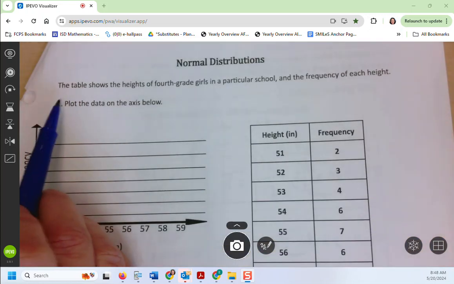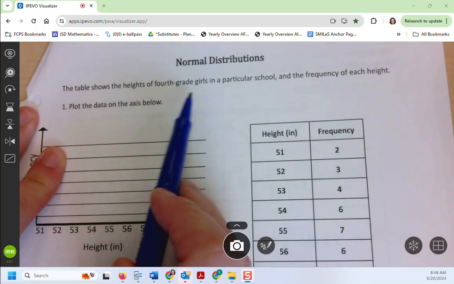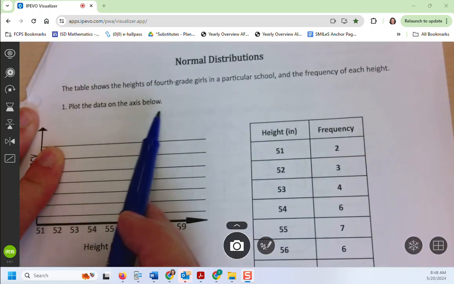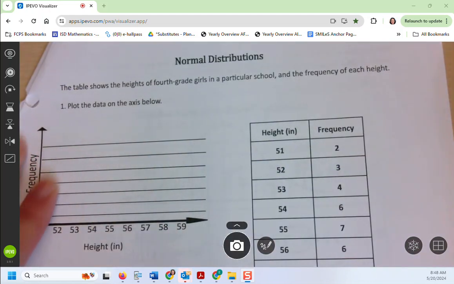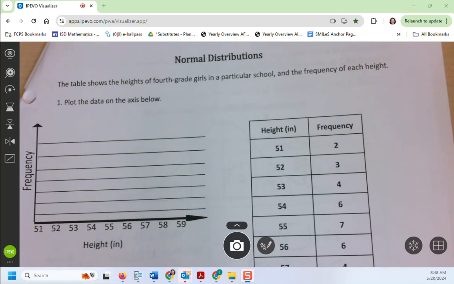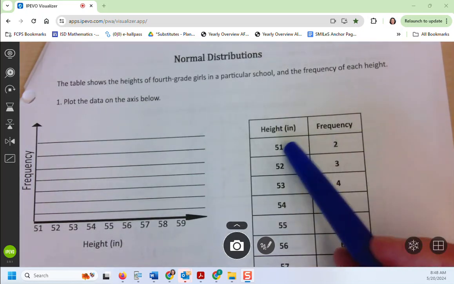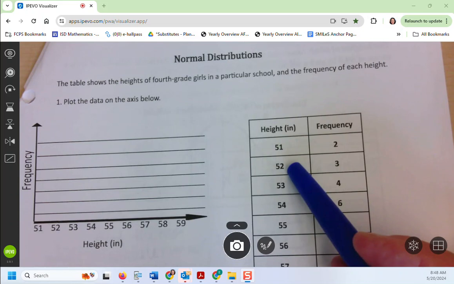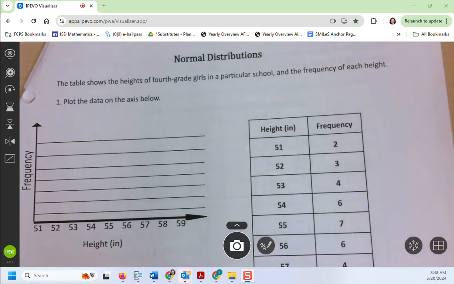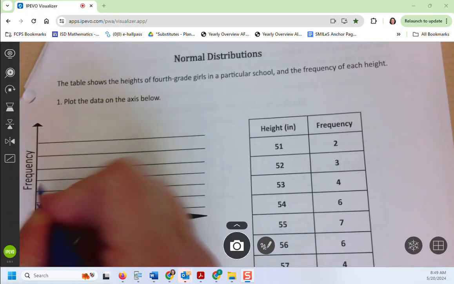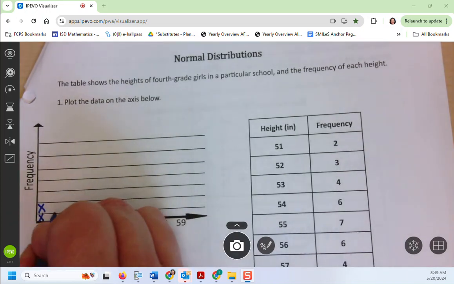The table shows the heights of 4th grade girls in a particular school and the frequency of each height. Plot the data on the axis. Okay, so let's do that right now. Let's plot the data points. This chart is a frequency chart, which tells you 2 girls have a height of 51, 3 girls have a height of 52, 4 girls have a height of 53. So when you plot it, you're going to plot 2 there, and then 3. It's a different way of recording your data.